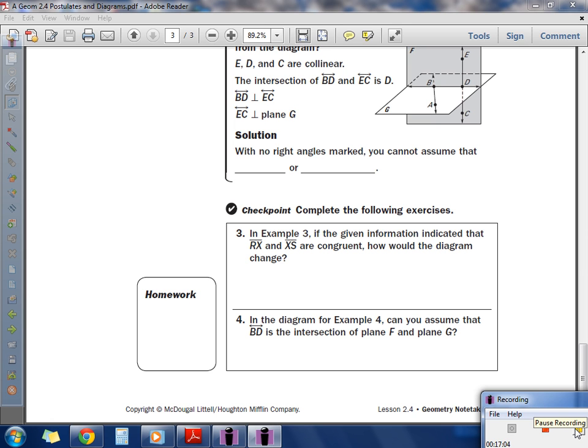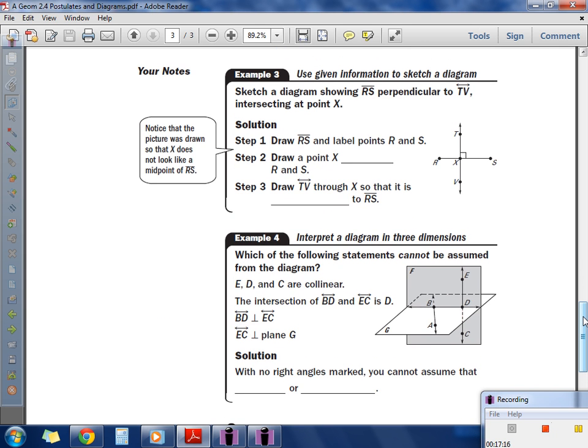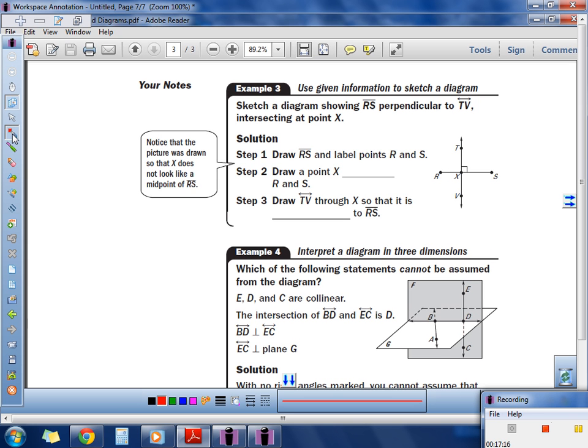On checkpoint number 3, it says, look at example 3. If the given information indicated that segment RX and segment XS are congruent, then how would the diagram change? So it's talking about this one up here. It says, how would this picture right here change? The only thing that would change is you'd have a congruent mark on RX and a congruent mark on XS. That's the only thing that would be different about the picture. To show they are congruent, you'd put congruent marks. So you either need to draw the picture or state it verbally. The verbal statement would be they would have congruent marks, congruent tick marks is what they're called, on RX and XS.